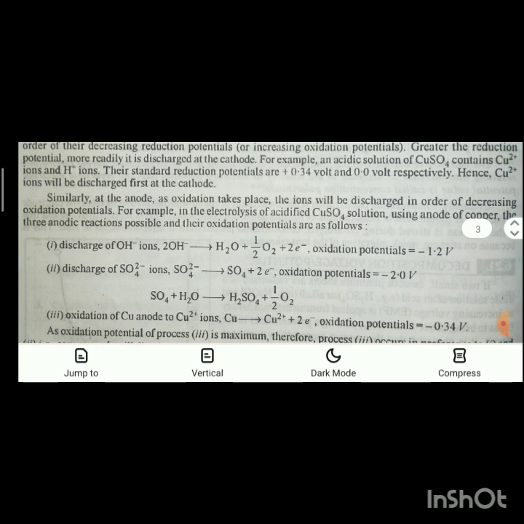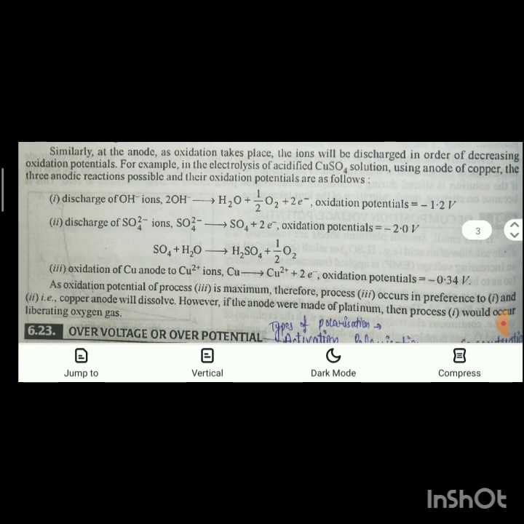Similarly, at the anode, as oxidation takes place, the ions will be discharged in order of their decreasing oxidation potential. For example, in the electrolysis of acidified copper sulfate solution using an anode of copper, the three anodic reactions possible and their oxidation potentials are as follows. Discharge of OH- ions, their oxidation potential equals -1.2 volt. Discharge of sulfate ions, SO4 2-, their oxidation potential equals -2.0 volt: SO4 plus H2O to form H2SO4 plus half of O2.